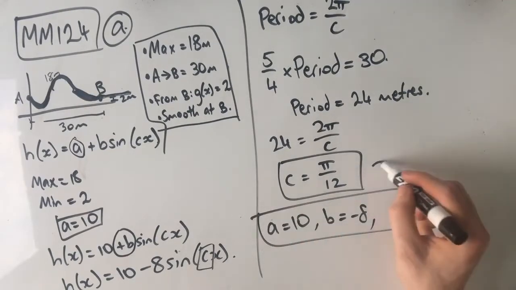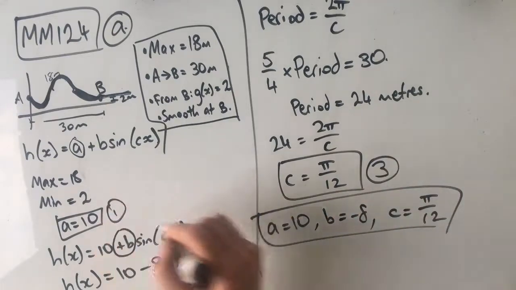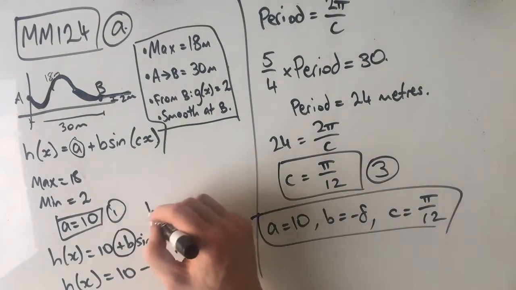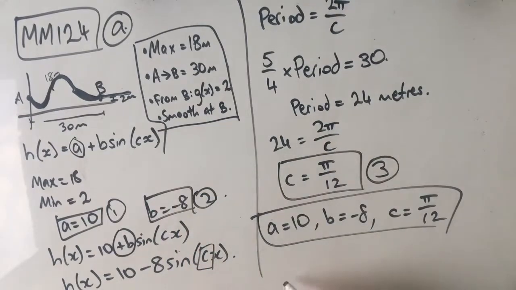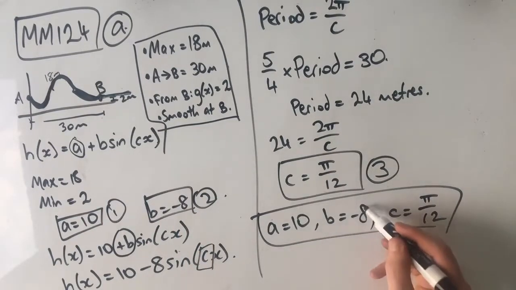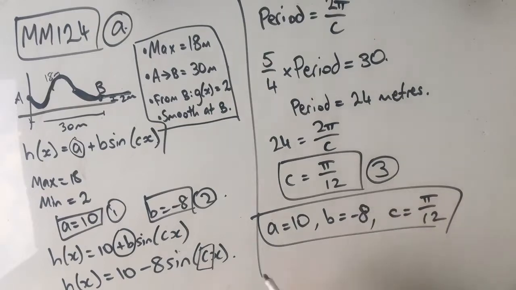Done. So your third mark is here, your first mark is here, and here we should have said as well b equals -8, which gives us our second mark. If you write them all at the end, then that's fine. You'll just get all the marks for that. So that is part A. Please let me know if you have any questions about that.